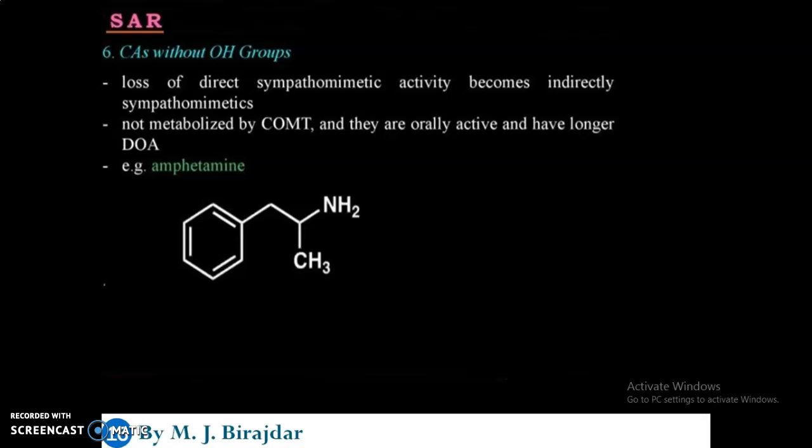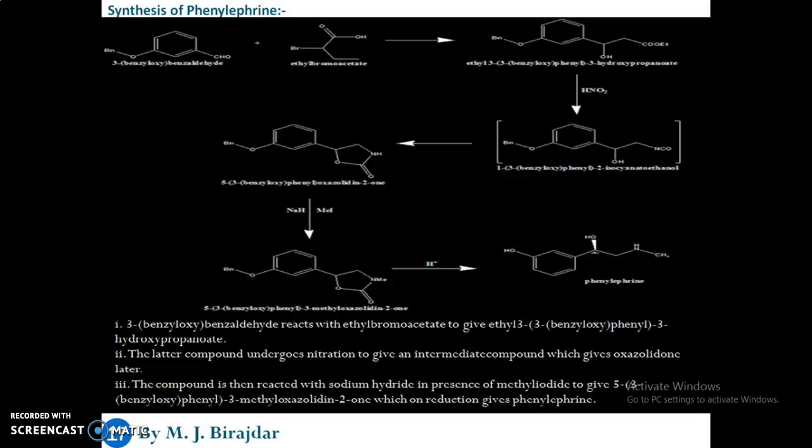Catecholamines without hydroxyl group lose direct sympathomimetic activity and become indirectly sympathomimetic. Not metabolized by COMT enzyme, they are orally active and have longer duration of action. Example, amphetamine.